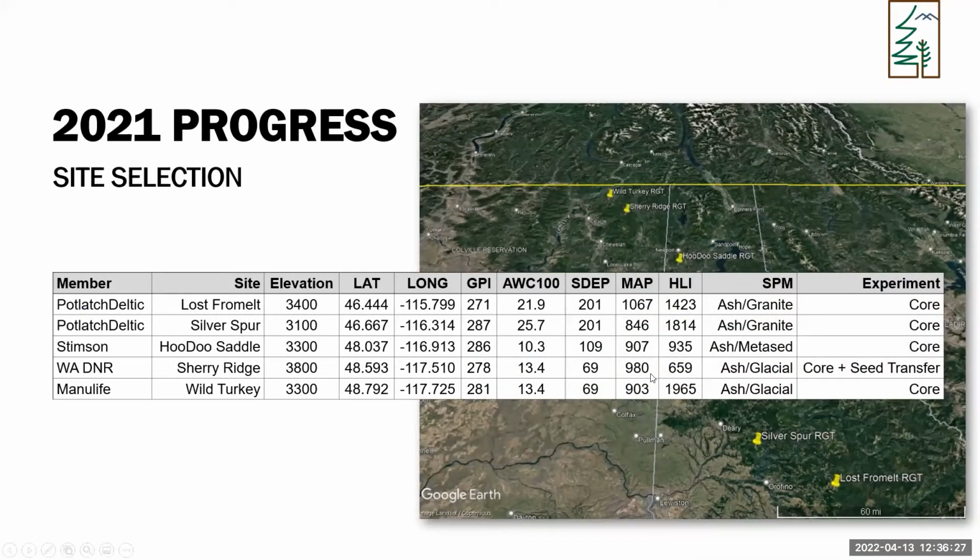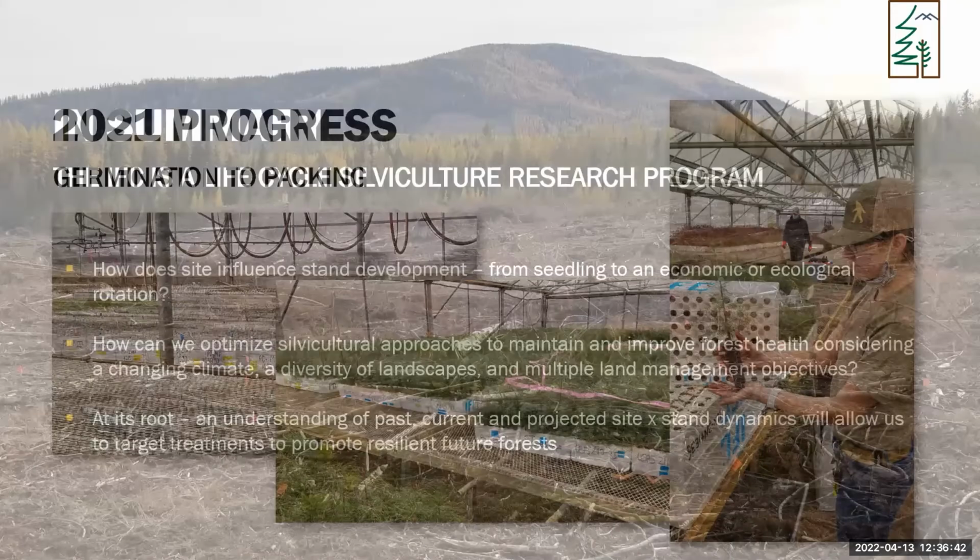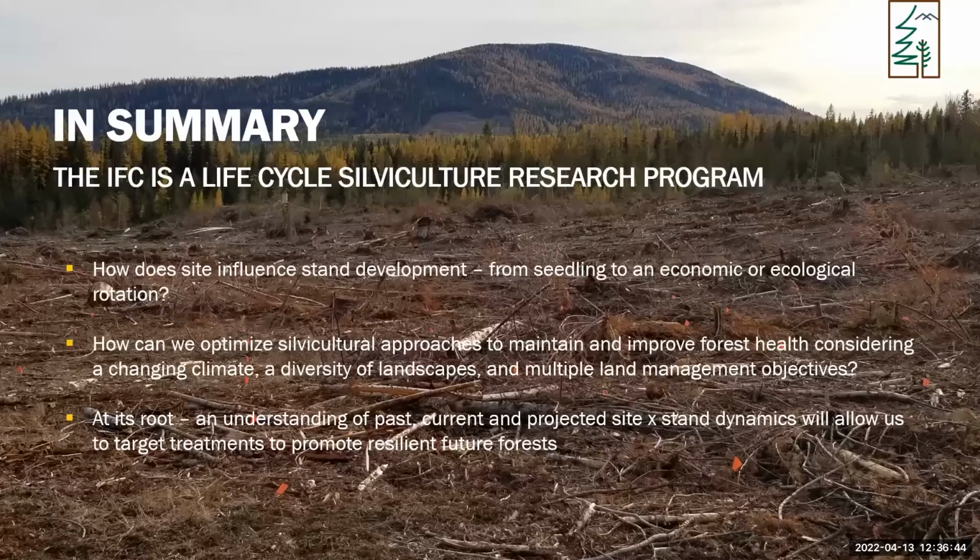This is just an illustration of our different characteristics of what we're looking at and see how they impact both growth and mortality in these younger stands. So here's the process we're going through. And essentially, just in summary, the co-op, what are we? We're a life cycle silviculture research program. We want to answer these questions.